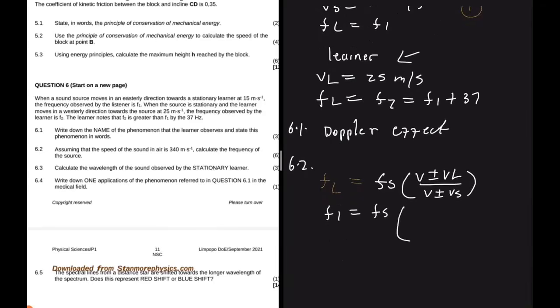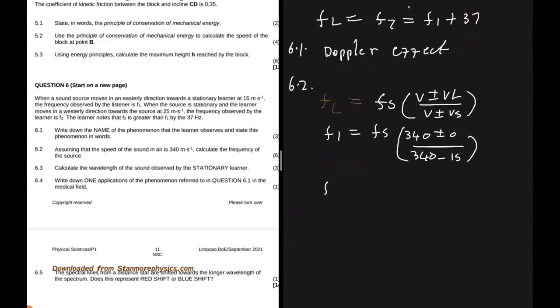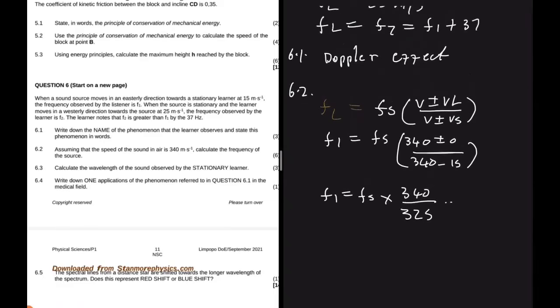And then the speed of sound in air is 340. And then it is said that the listener is stationary when the sound source is moving towards the listener, right? So we're going to have plus or minus 0 here. And then divided by 340 minus Vs, which is 15, right? Because the sound source is moving towards the listener. This is going to give us F1 equals Fs multiplied by 340 divided by 325, right? And then we can name this our equation 1.